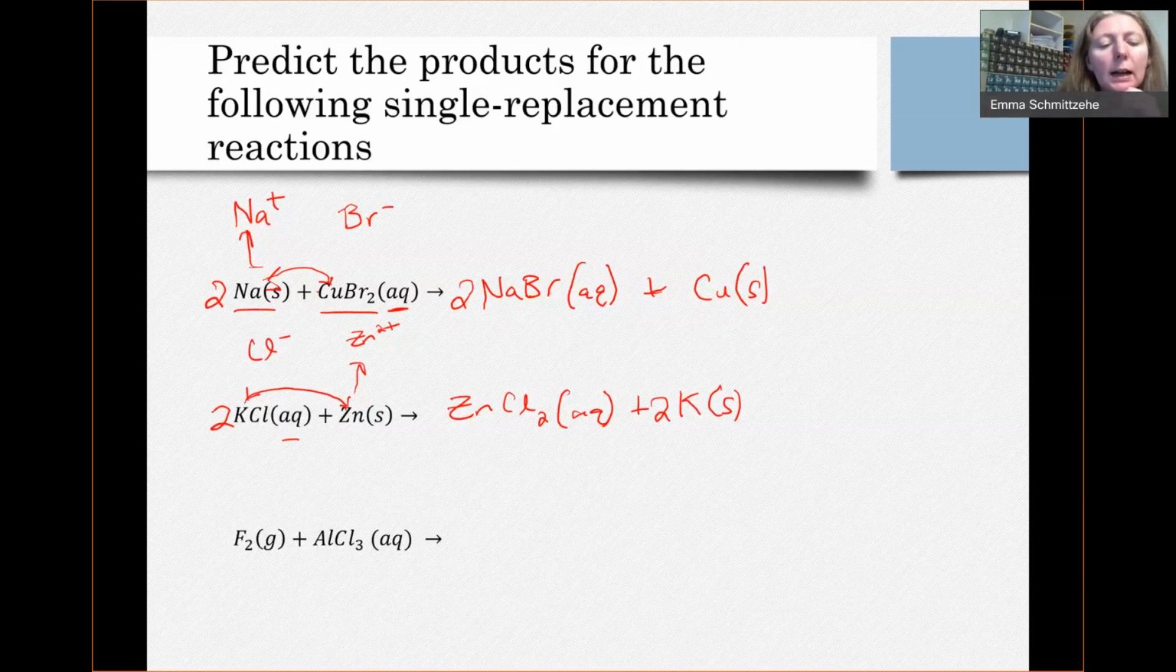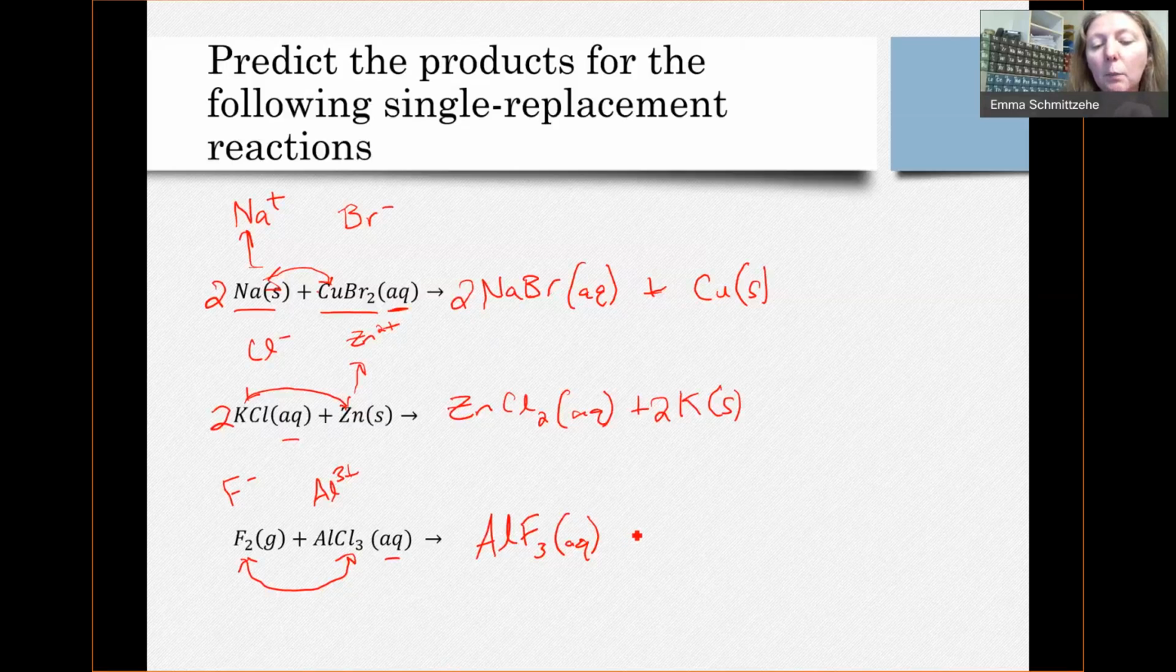Now the last one, I've got fluorine. That's a non-metal. Since that's a non-metal, it swaps out with the non-metal in the ionic compound. And so we think about the ions. When fluorine's an ion, it's F minus, and that's going to combine with the aluminum. So it's going to combine with Al3 plus. When those combine, you need 3 of the F minuses for every 1 Al3 plus. And so that gives me AlF3 is my ionic compound. And since this is an aqueous solution, we'll just assume this is still aqueous, the ionic compound.